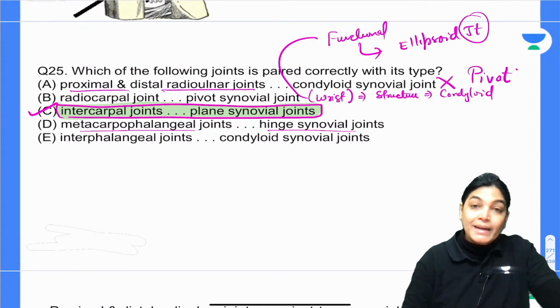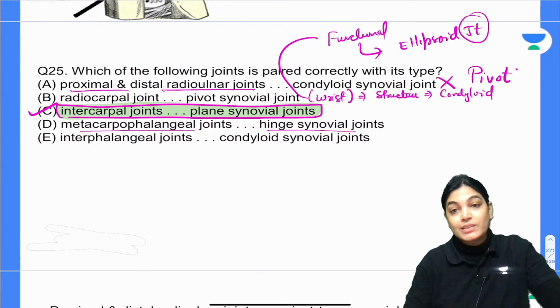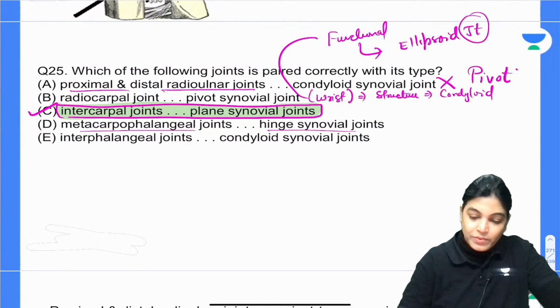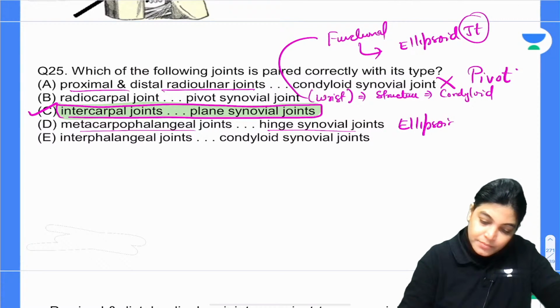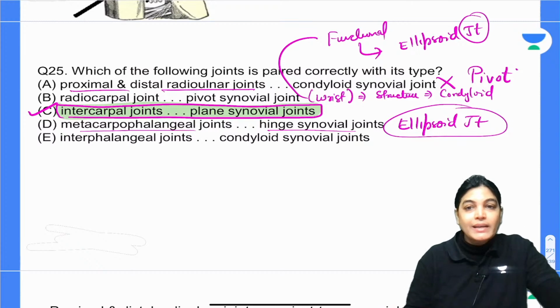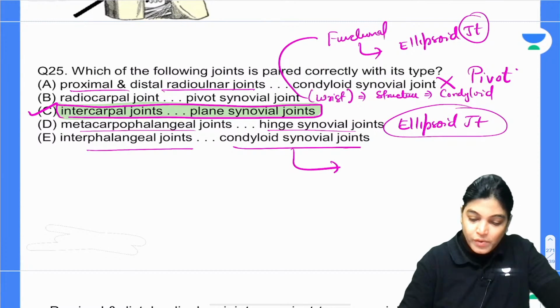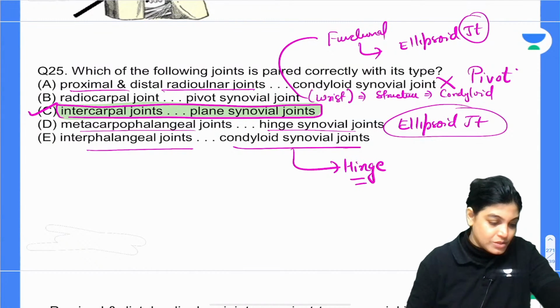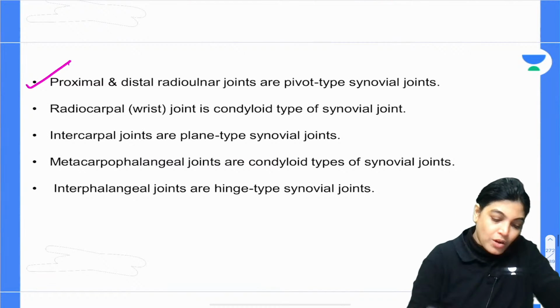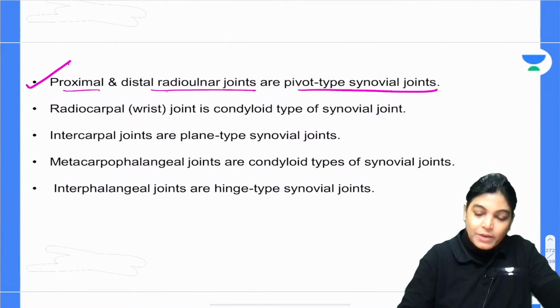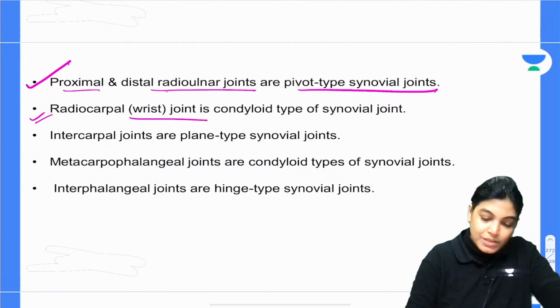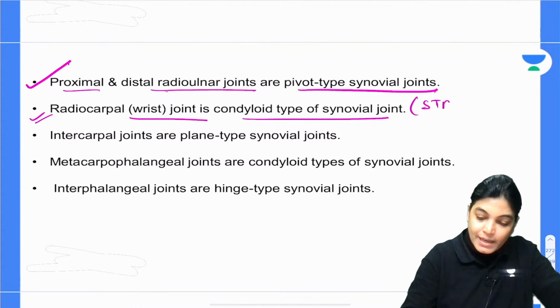Metacarpophalangeal joint is written here as hinge joint, but my dear aspirants, it is ellipsoid variety of synovial joint functionally. Structurally it is condyloid, but functionally it is ellipsoid. Interphalangeal joint is a hinge joint, a hinge variety of synovial joint. So let's see the similar thing. Proximal and distal radioulnar joint is pivot type of synovial joint. Radiocarpal joint, the wrist joint, is a condyloid joint. Please note down, it is structural classification.